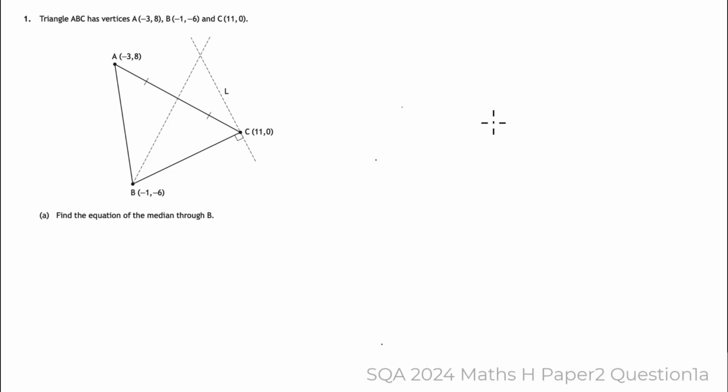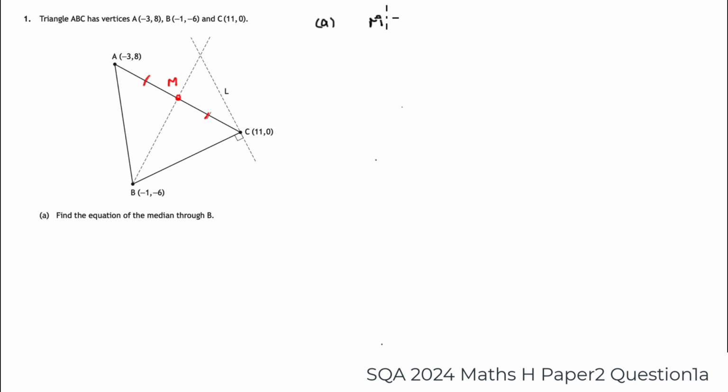So here's question 1. We're given triangle ABC, we're told the coordinates of its vertices, and in part A we're asked to find the equation of the median through B. Now the median goes from B to the midpoint of the opposite side. So these two lines are equal. So the first thing we'll need to do is to find the coordinates of that midpoint.